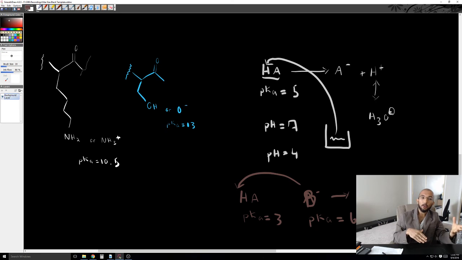So let's apply that over to amino acids and how we can tell if they're protonated or deprotonated at a given pH. What I've drawn here is a lysine, and I hope I've drawn it correctly. Basically, lysine has this NH2 or NH3 on the end of the R group, and the pKa of the R group is 10.5. So what that should tell us is that if the pH of the solution is less than 10.5, then, so let's draw this out.